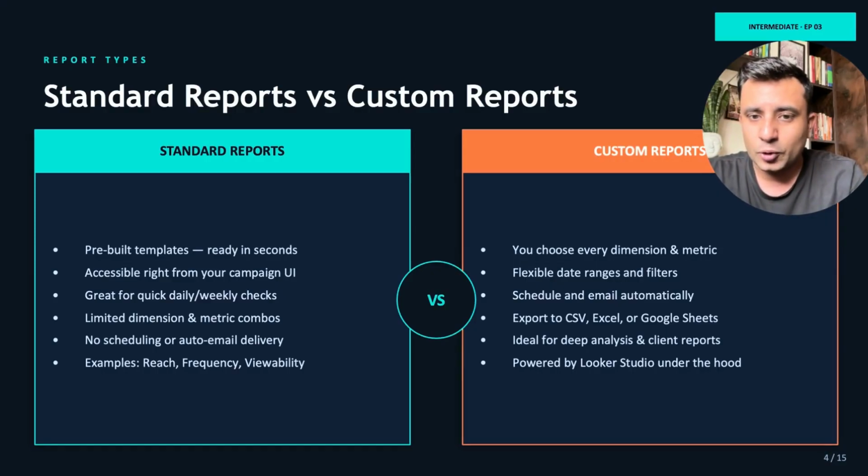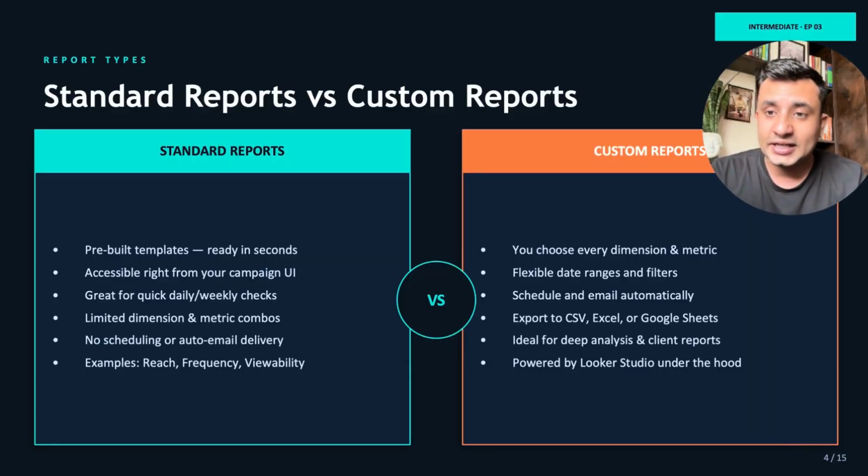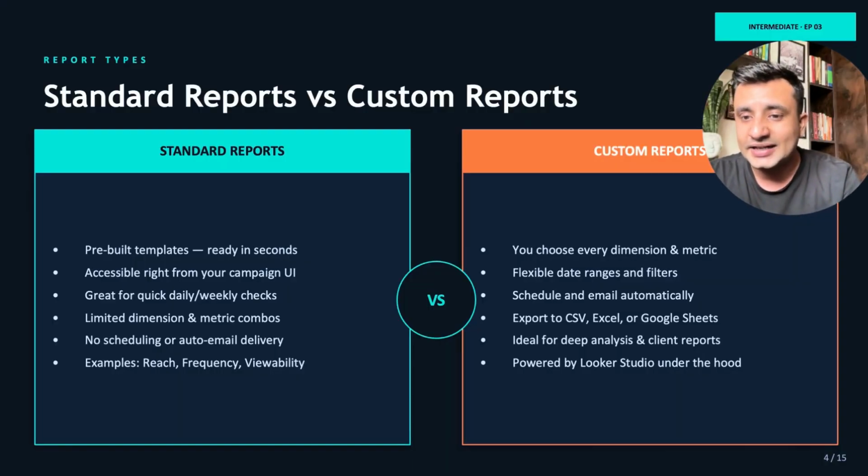Now in custom reports, we have flexible date ranges and filters, because we manually select what date range and what filters we are looking at these reports for. We can schedule and email these reports automatically to our emails. We can get weekly or monthly reports for these custom reports. We can export them to a CSV file, Excel file or Google Sheets. Ideal for deep analysis and client reports.